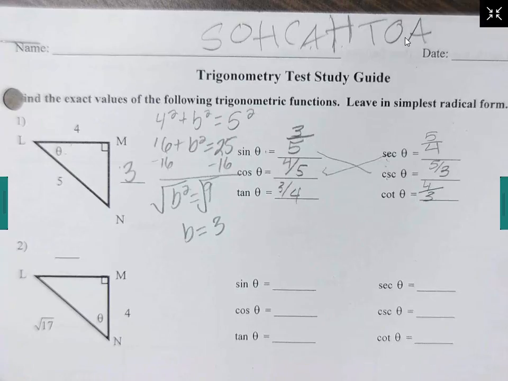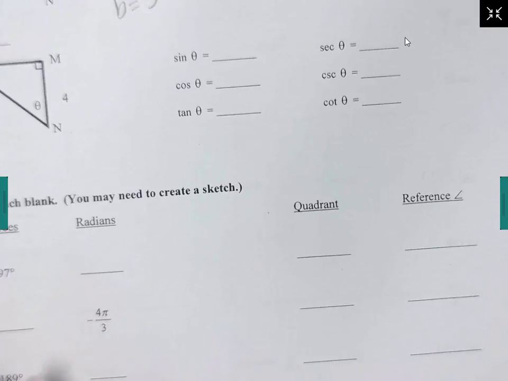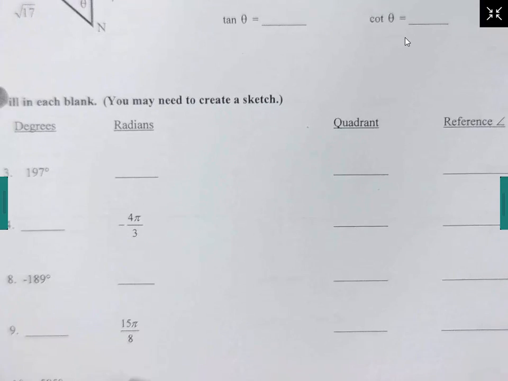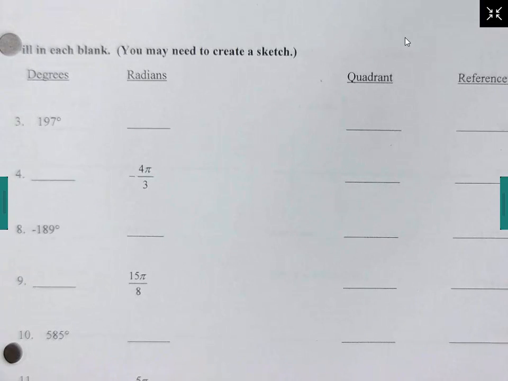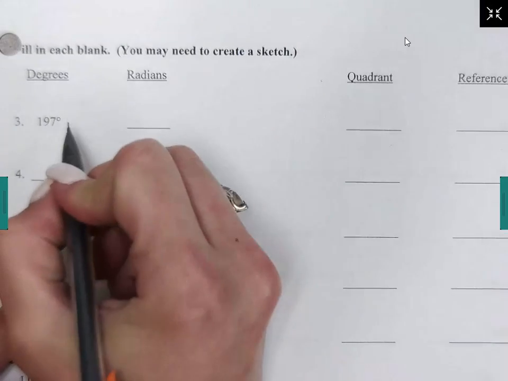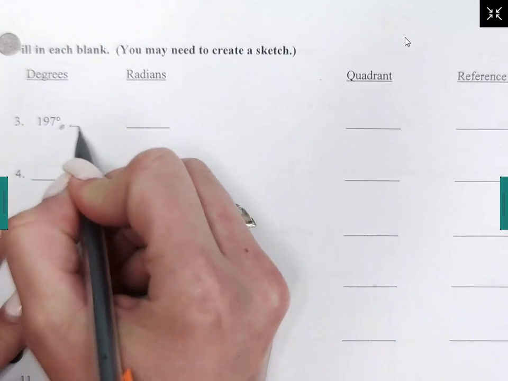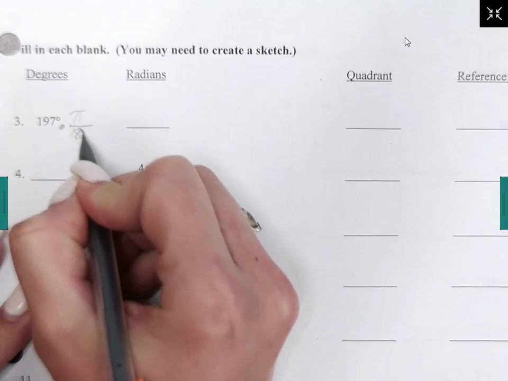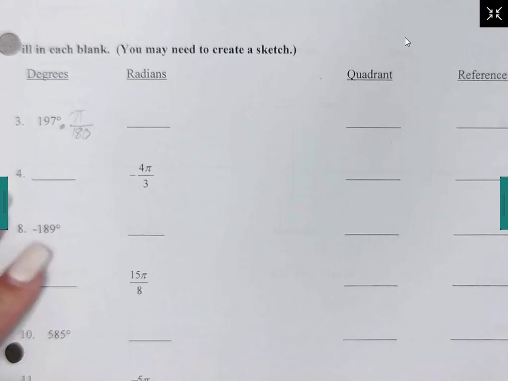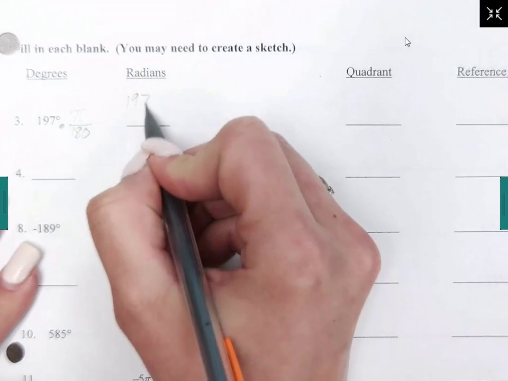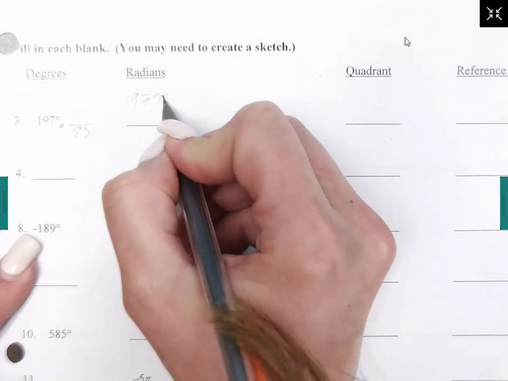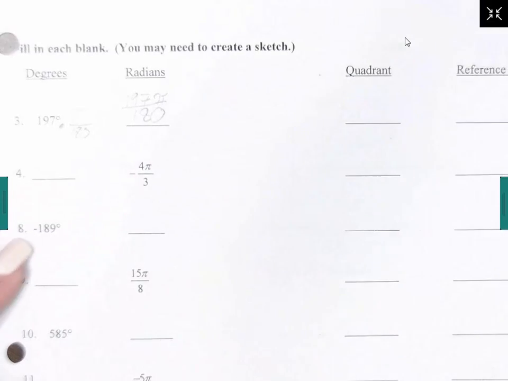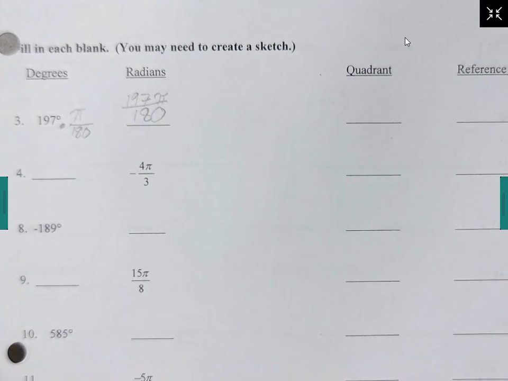All right, let's look at number 3, okay? Do you guys remember how to go from degrees to radians? We multiply times pi over 180, right? Which we can't simplify 197 and 180, can we? So in radians, this is just 197 pi over 180.